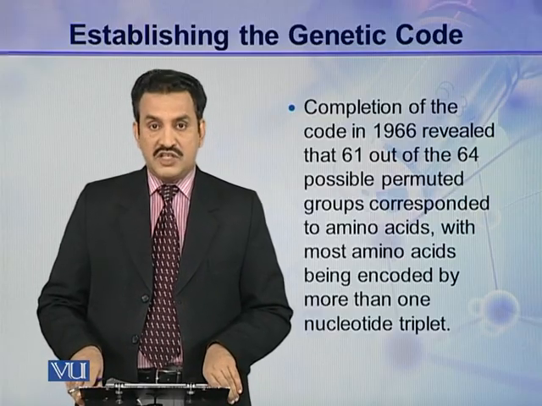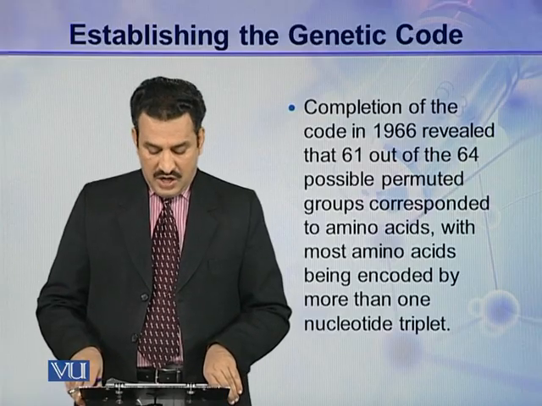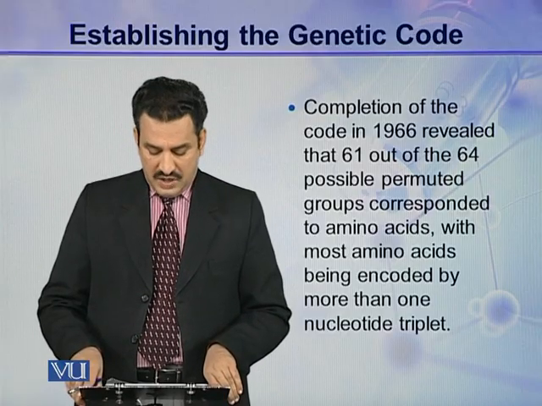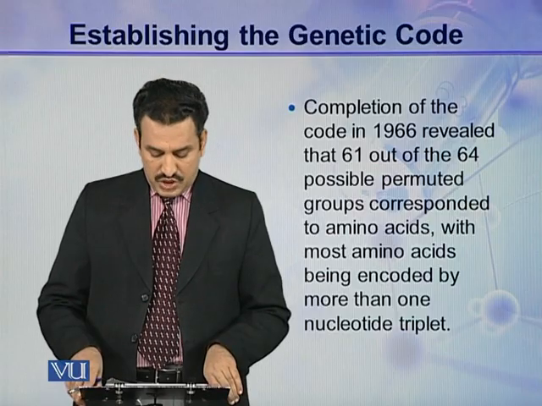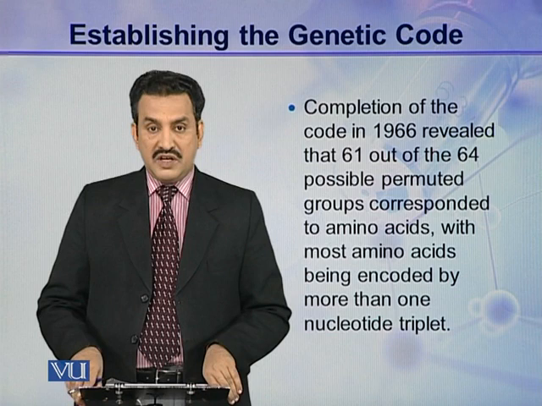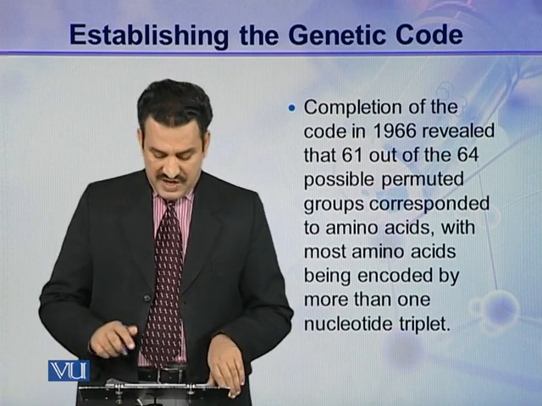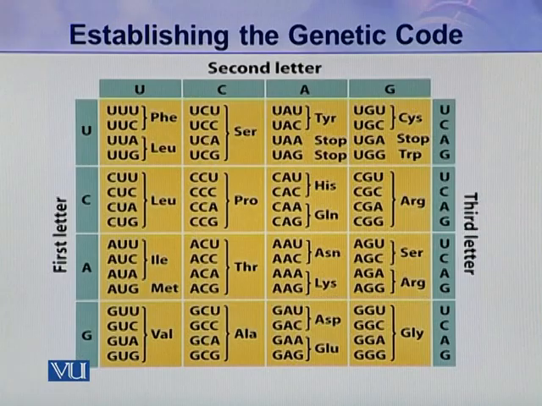Completion of the code in 1966 revealed that 61 out of the 64 possible permuted groups corresponded to amino acids, with most amino acids being encoded by more than one nucleotide triplet. So here in this picture you can see the genetic code.